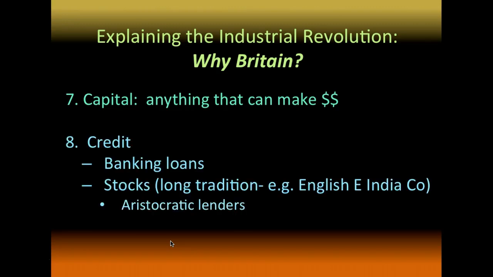And they also had credit. There was a long tradition of joint stock companies like the English East India Company, the EEIC. We also had aristocratic lenders, meaning the nobility would lend money to both merchants and vendors and the government. So there's a lot of loans. And then there were banks that started to just loan money to people, both to the government and to businesses. And that credit is really important because most people don't have an abundance of cash laying around where they can buy a machine.